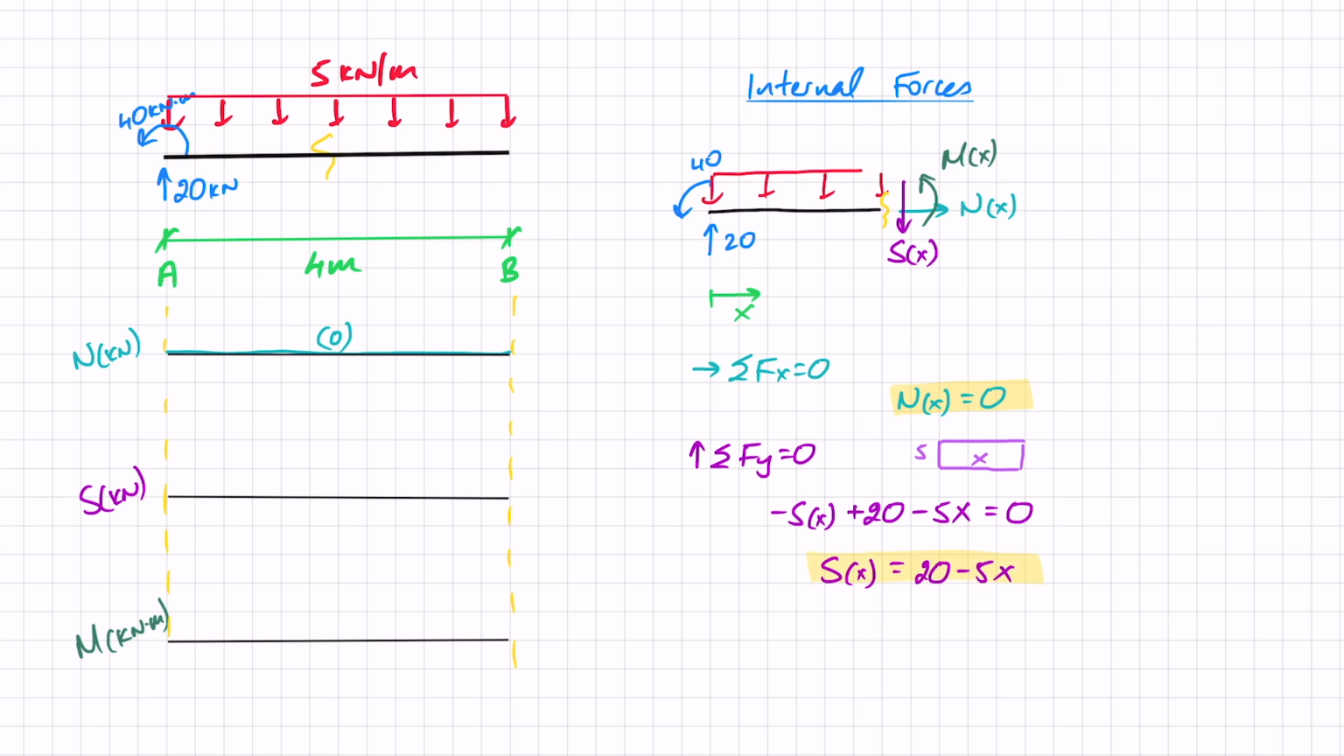And I can see here that this is a linear line. I'm interested in what's happening at point A, so when x equals 0, and at point B, when x equals 4. When x equals 0, I get 20 kilonewtons, and that's a really good sign, right? Because that is what my reaction force was. And when I'm standing exactly at point A, that UDL hasn't really influenced yet, and therefore 20 kilonewtons is the shear force at that point.